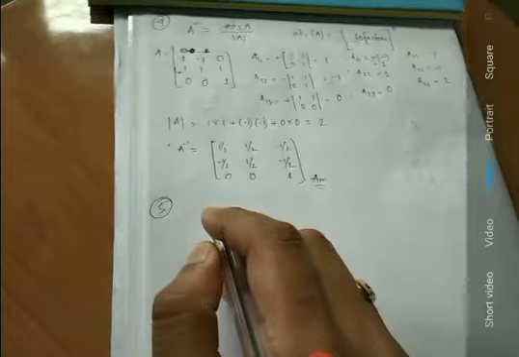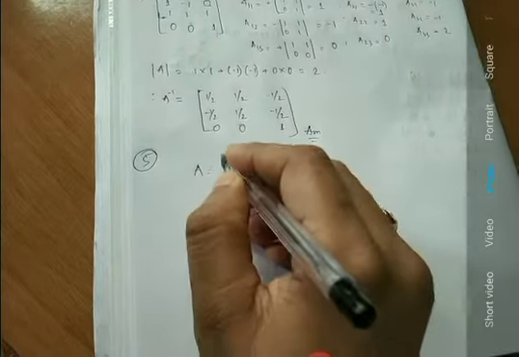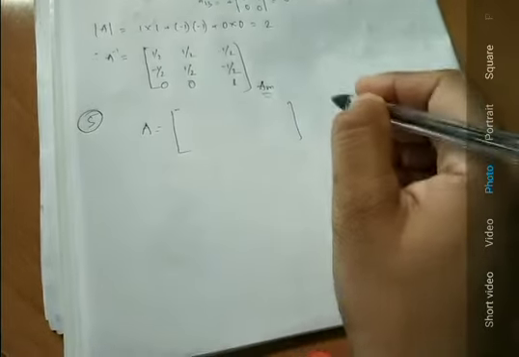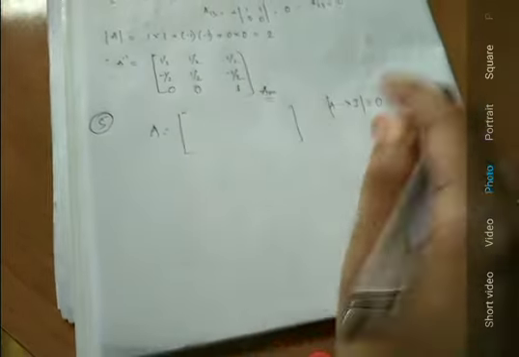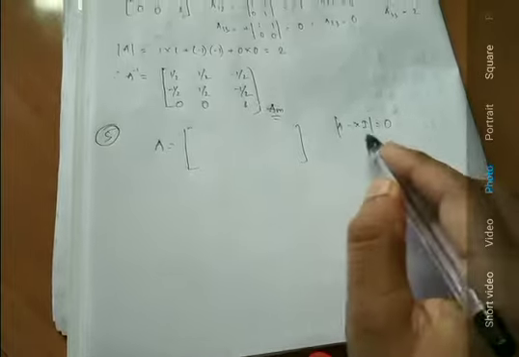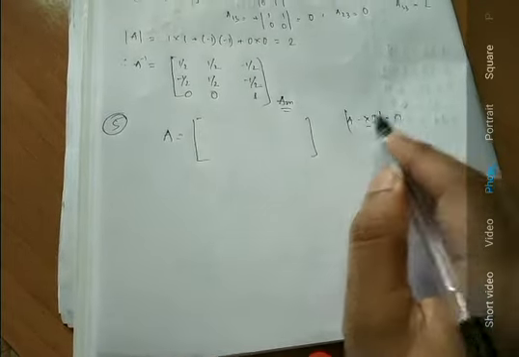Question number 5. What is question number 5? To find the eigenvalues. Eigenvalues we have already seen in the last lecture. What is an eigenvalue? How is the eigenvalue calculated? It is A minus lambda I. Next time I will not take any eigenvalue questions. If it is directly eigenvalue, I will show it for the last time. So take A minus lambda I.